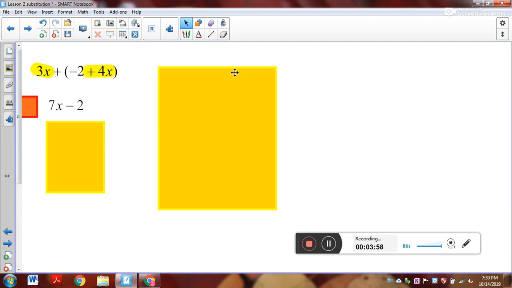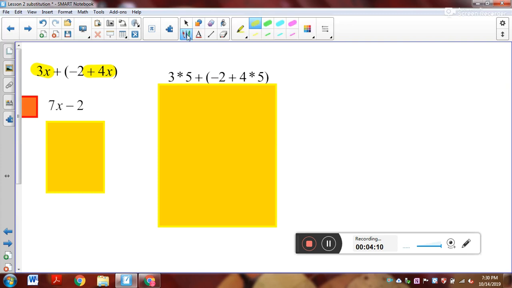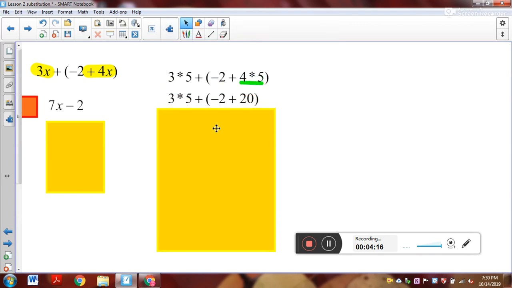Again, taking out the x variables, putting in 5s. A coefficient next to a variable is multiplication. So now my expression is 3 times 5 plus the quantity negative 2 plus 4 times 5. Again, multiply first inside those parentheses. 4 times 5 is 20.